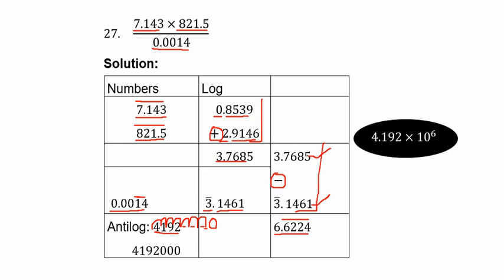4192,000. Or you can as well put the number in standard form. In standard form, it will be in this form, where the 6 here is the characteristic. So if you multiply 4.192 by 1 million, you know 6 there implies 10 to the power 6. So you're going to have 4192,000. So that is the final result. Are you following? All right.